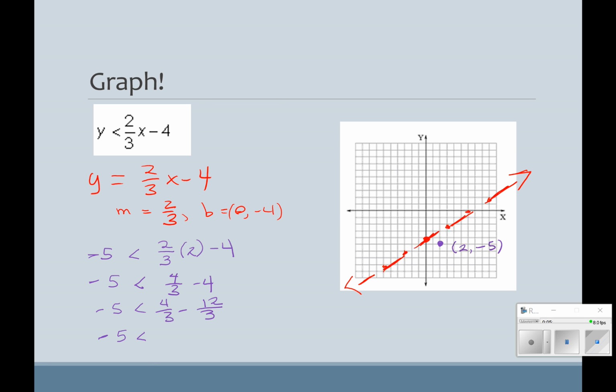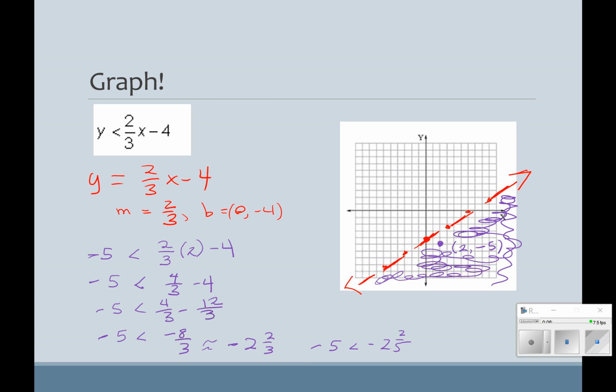Using only my integer rules, 4 minus 12 is -8, so -8/3. That is equivalent to approximately -2 2/3. Okay, so -5 is less than -2 2/3, and I know that's true. So that means my solution is going to be underneath this line. So my solution is going to be everything here.